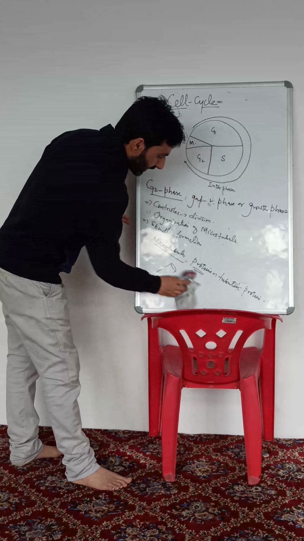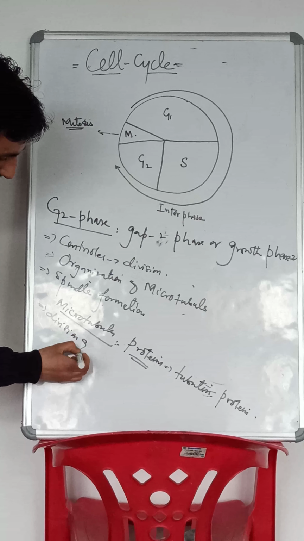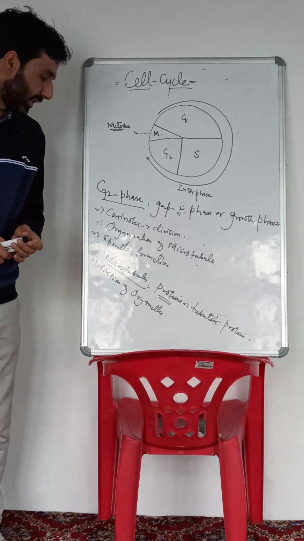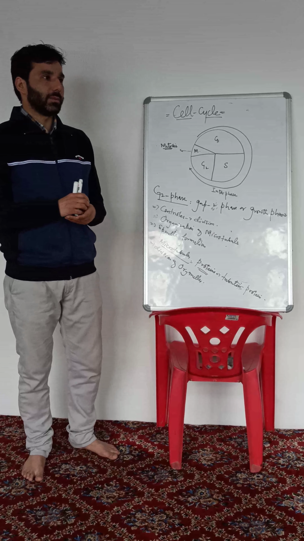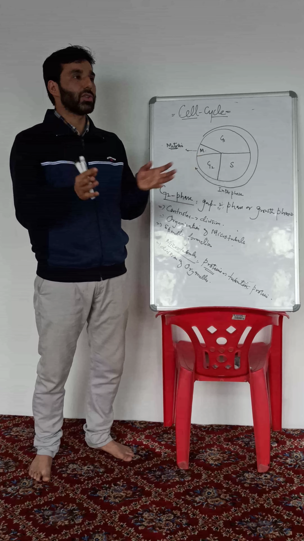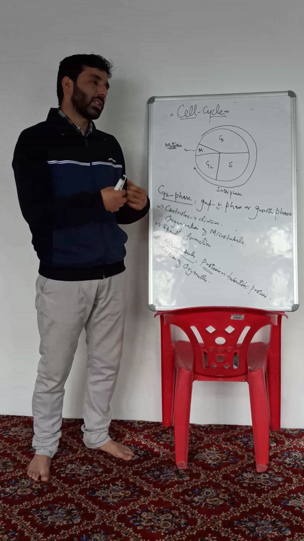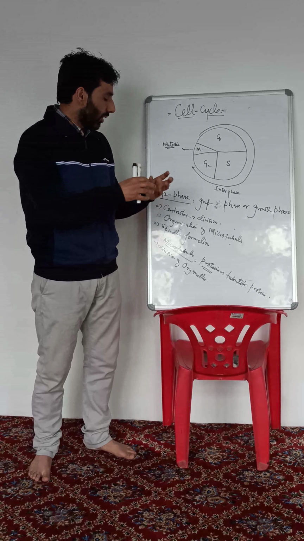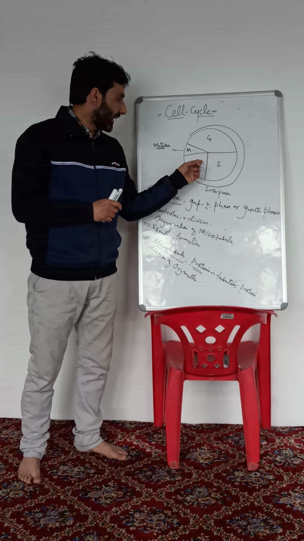Then another thing which takes place in that phase is the division of the organelles. Organelles like mitochondria, ribosomes, endoplasmic reticulum. Many cell organelles are there. They have to be equally distributed to the respective dividing daughter cells. So those organelles also start to divide. So we can say protein synthesis, RNA synthesis, division of organelles, centriole division, organization of microtubules, these all things which are actually needed in M phase are formed in this G2 phase.